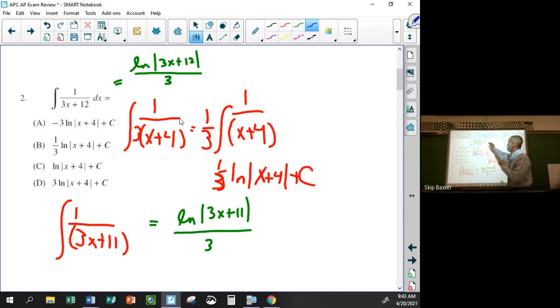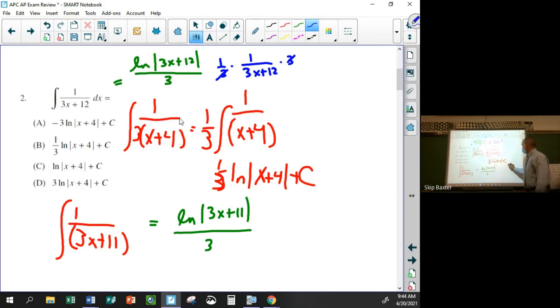Let's try that. So if I take the derivative of this, I get 1/3 is a constant, and then 1 over 3x plus 12 times 3. That's the chain rule. Those would cancel. It's good. So that's definitely right. Let's see if this is right. Oh, oops, this one is right.